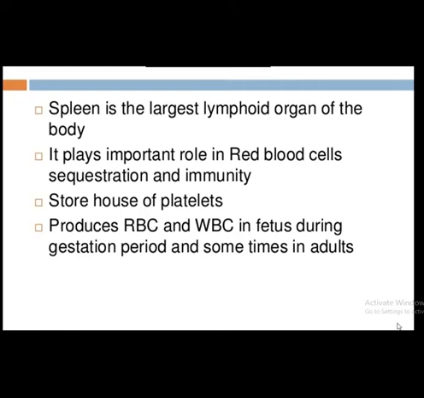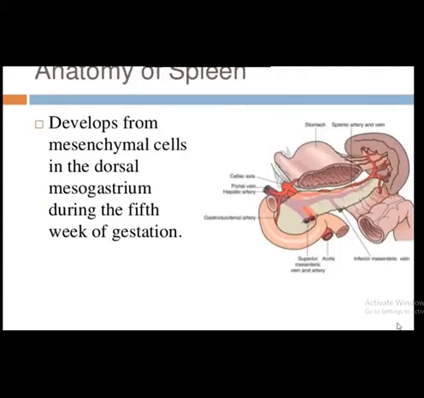Role in red blood cells, sequestration and immunity, storehouse of platelets, produces RBCs and WBCs in the fetus during the gestation period and sometimes in adults. If we go into the anatomy of the spleen, it develops from the mesenchymal cells in the dorsal mesogastrium during the 5th week of gestation.